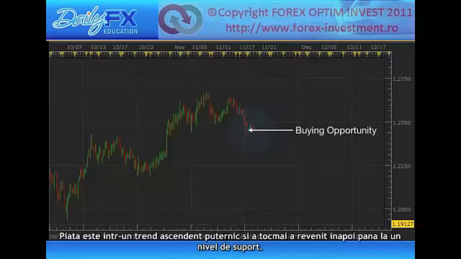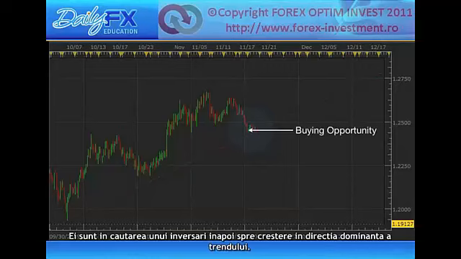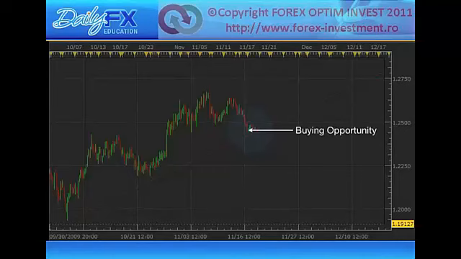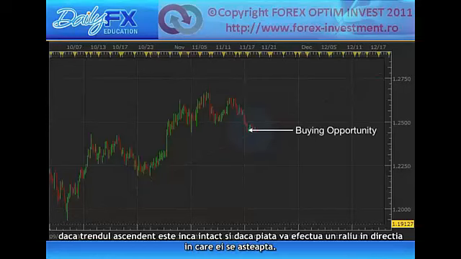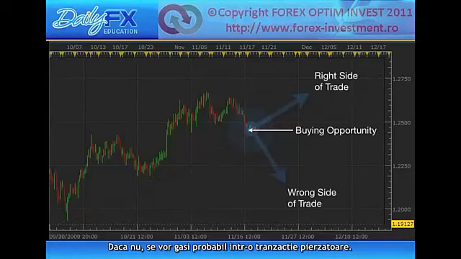The market is in a strong uptrend and has pulled back down to a support level. At this time, traders can use a technical indicator or a candle formation to help time their entry into a trade. They're looking for a reversal back to the upside in the direction of the prevailing trend. But even then, there's really no way for them to know for sure if the uptrend is still intact and if the market will rally in the direction they expect. If it does, they'll most likely find themselves in a promising trade. If it doesn't, they'll likely find themselves in a losing trade.